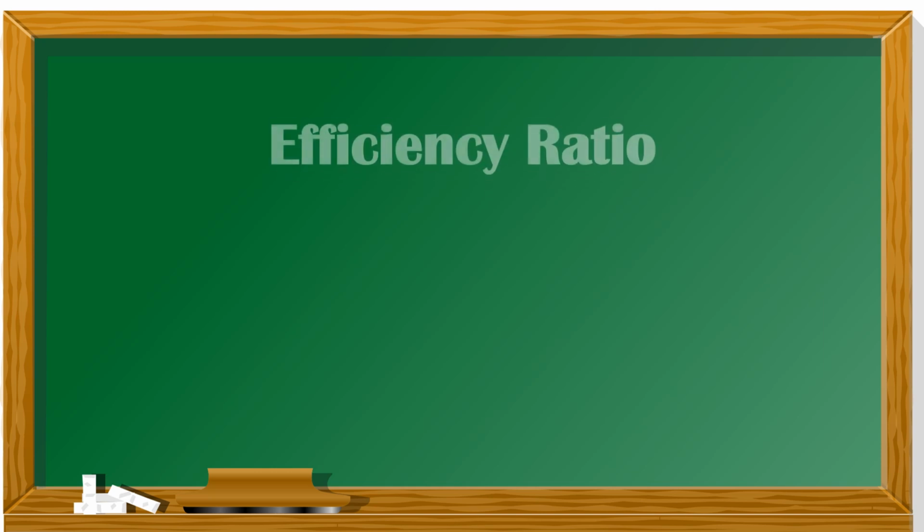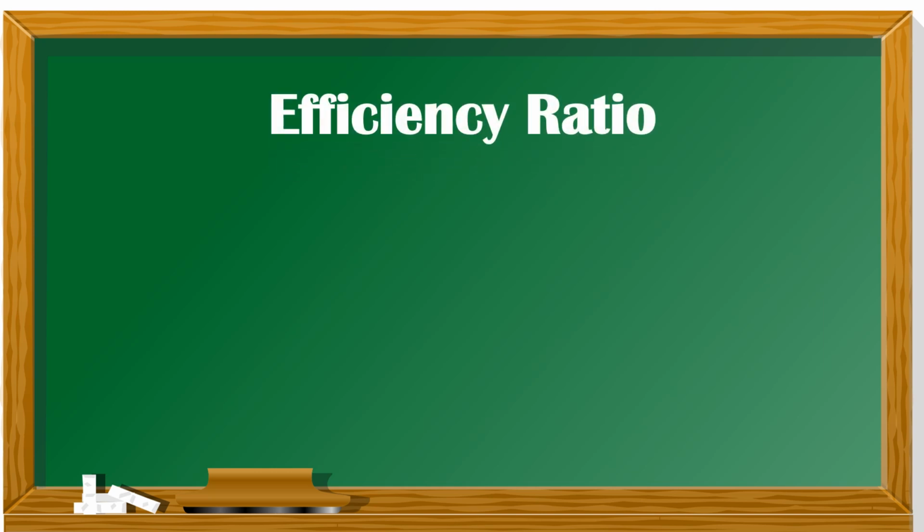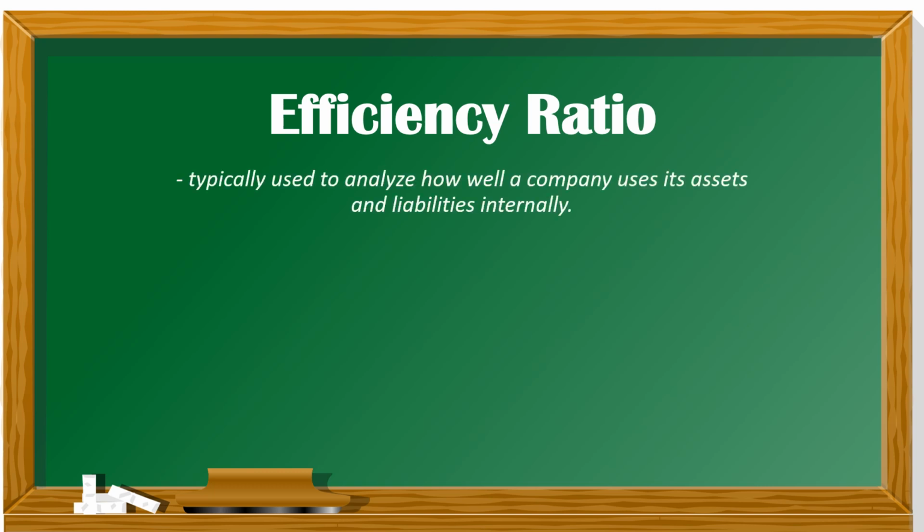Now, we have here the fourth category for the ratio analysis, and that is efficiency ratio. Now, efficiency ratio is typically used to analyze how well a company uses its assets and liabilities internally. This is also known as activity ratio, which is used by analysts to measure the performance of a company's short-term or current performance. Now, all these ratios use numbers in a company's current assets or current liability, quantifying the operations of the business.